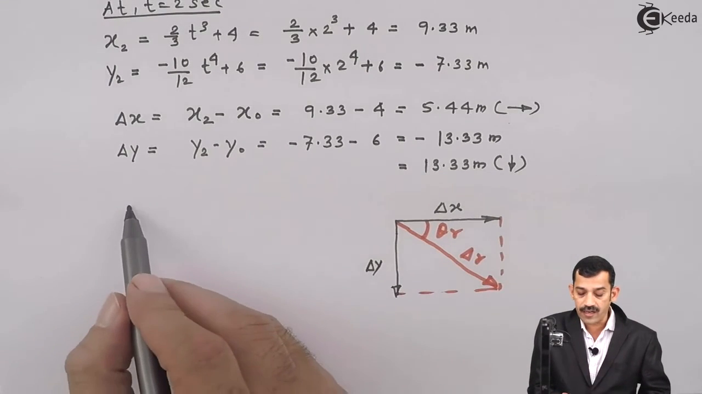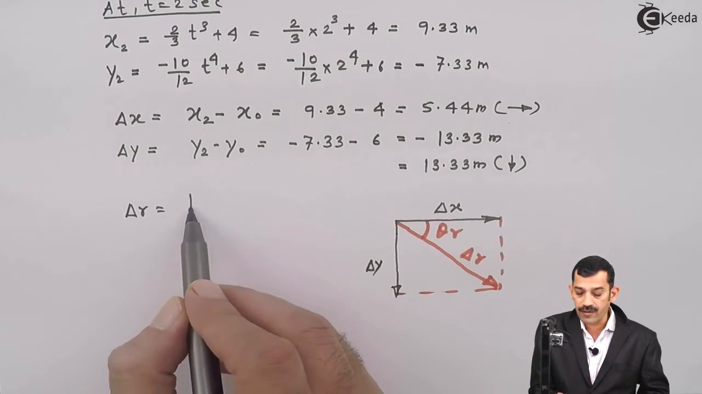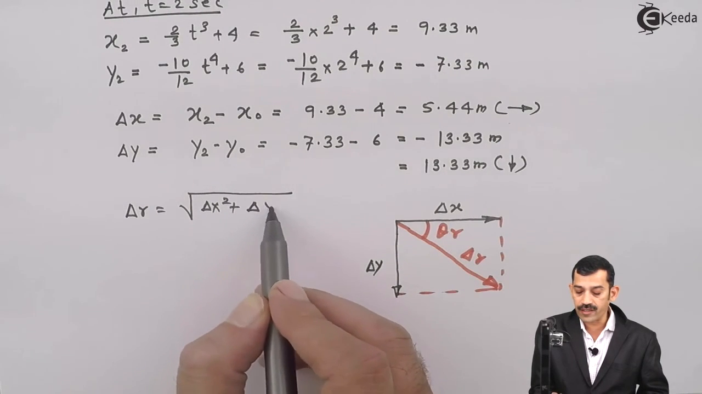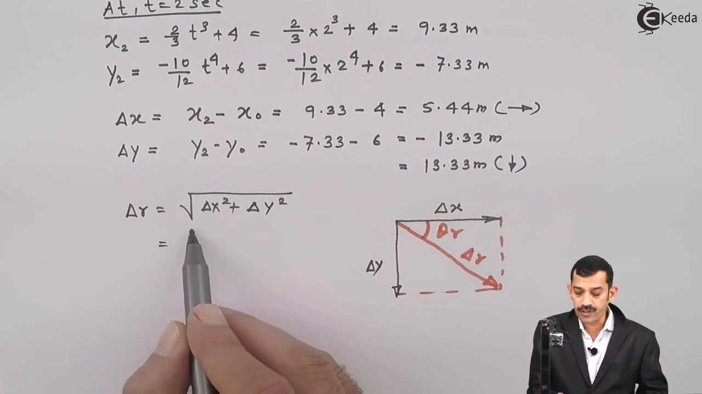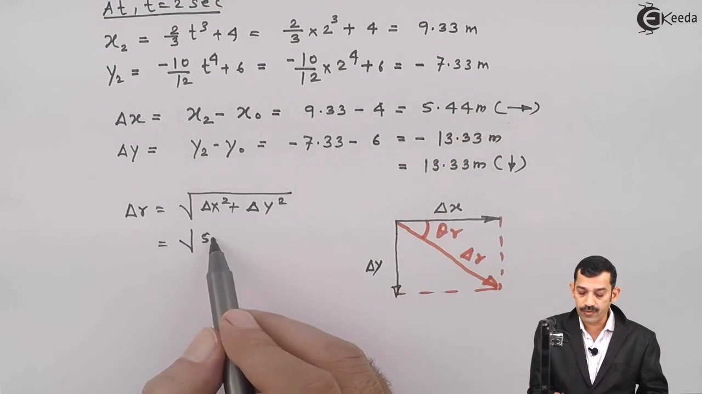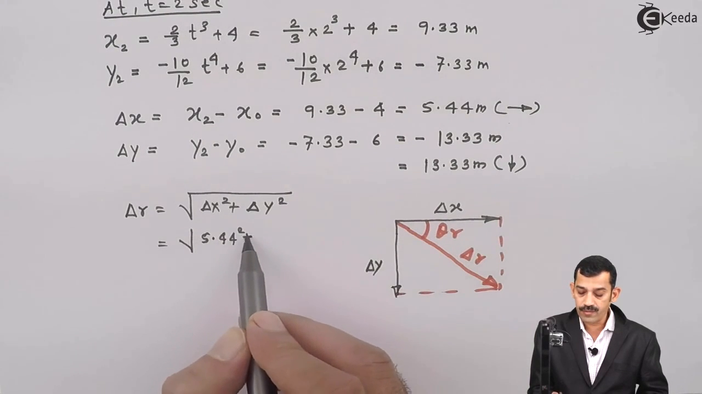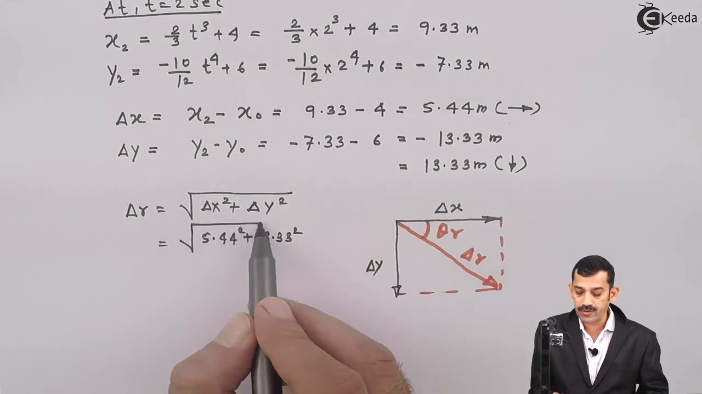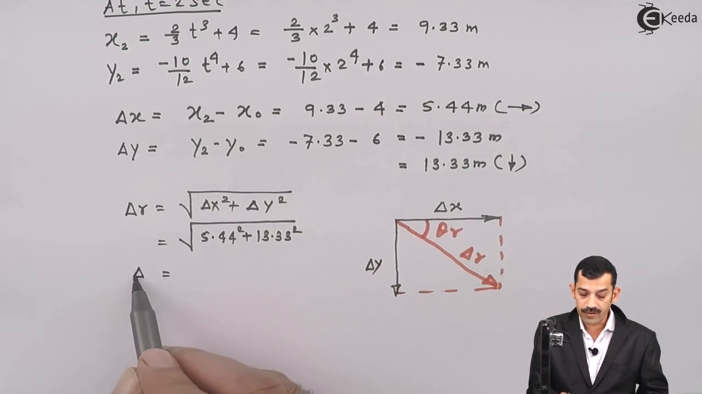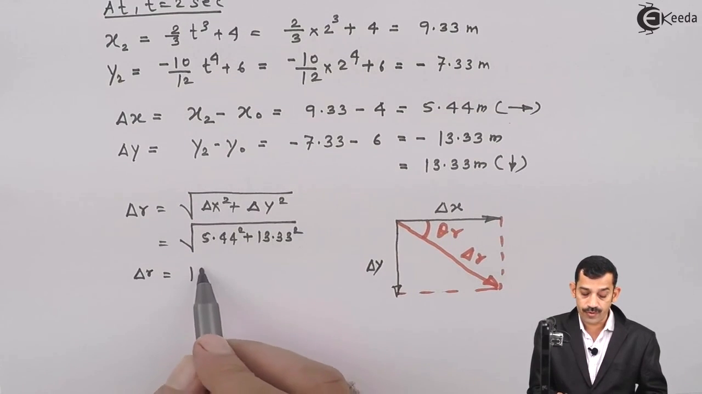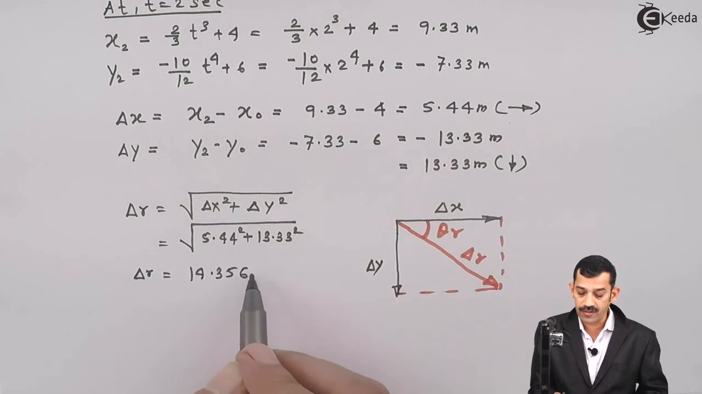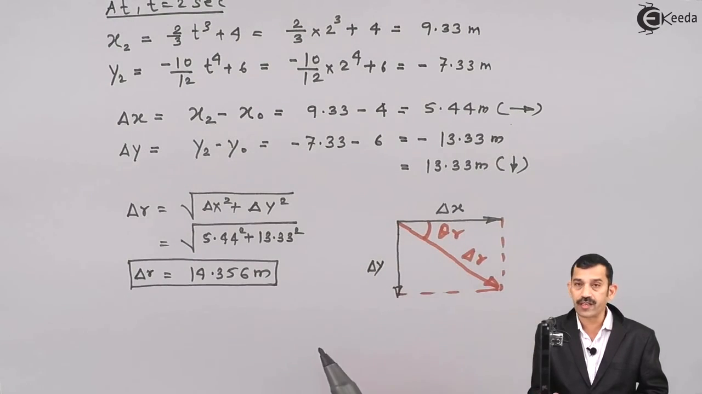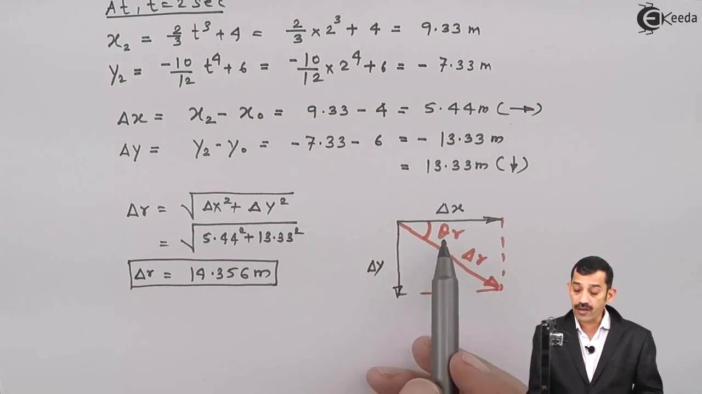Now delta r, if you want to find it, is again by Pythagoras theorem, square root of delta x square plus delta y square. If you substitute the values, delta x is 5.44 square plus delta y is 13.33 square. If you calculate, you will get the final displacement as 14.356 meters.